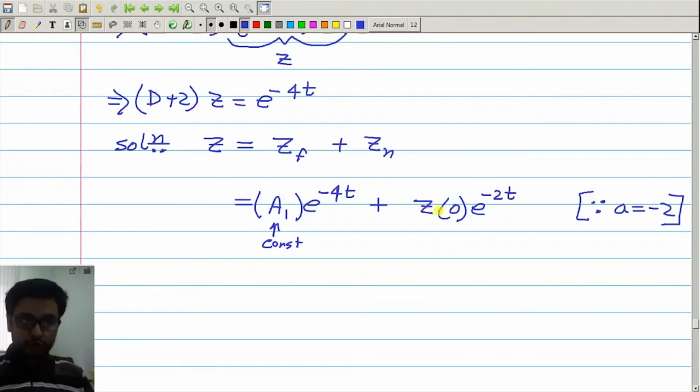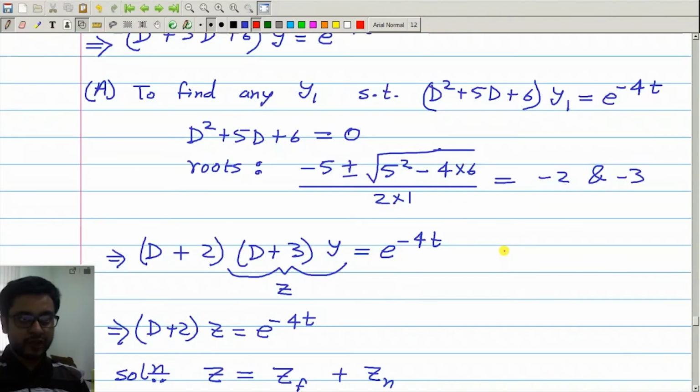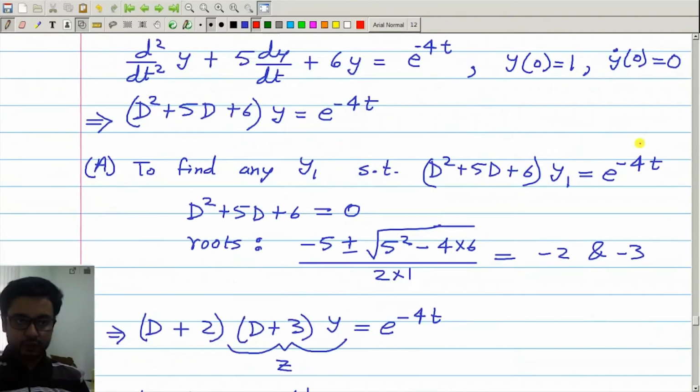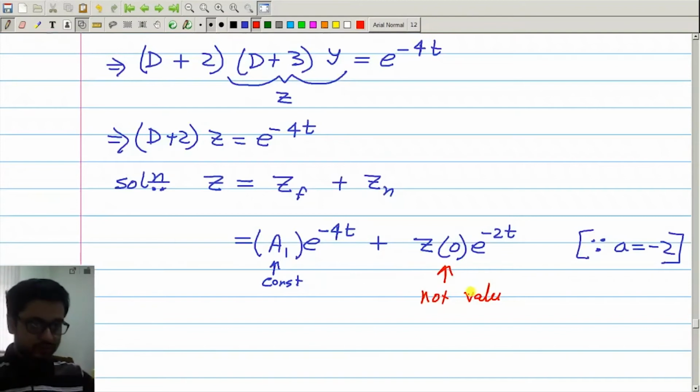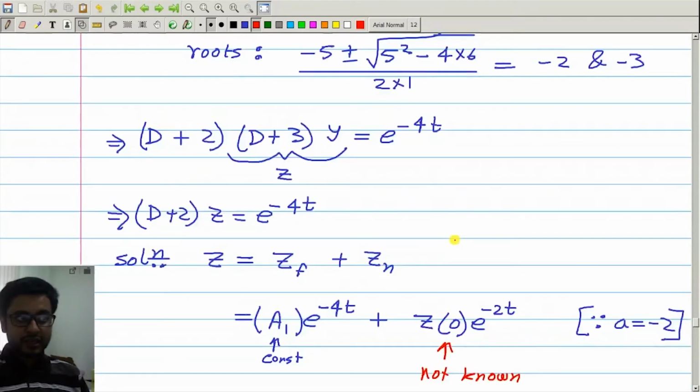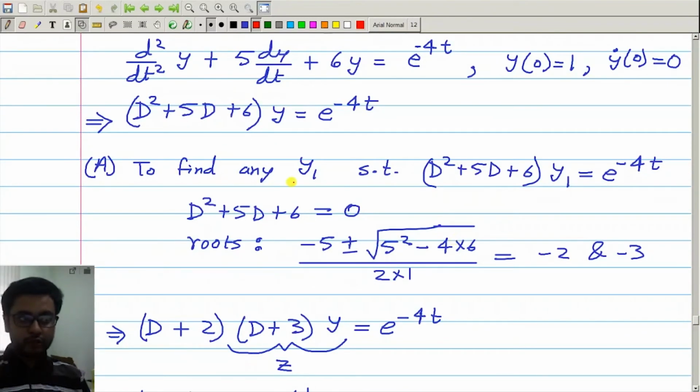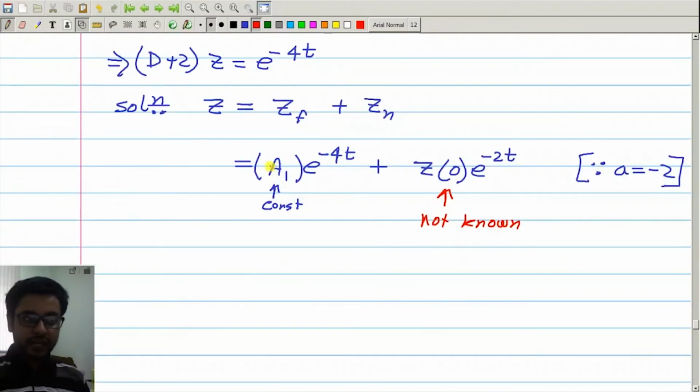Now we do not know the value of z0 because the initial conditions are given in terms of y and not in terms of z, so this is not known, but we will not bother about this because in our first step we want to find one solution that satisfies the given differential equation without bothering about the initial conditions. So we shall put it equal to 0.